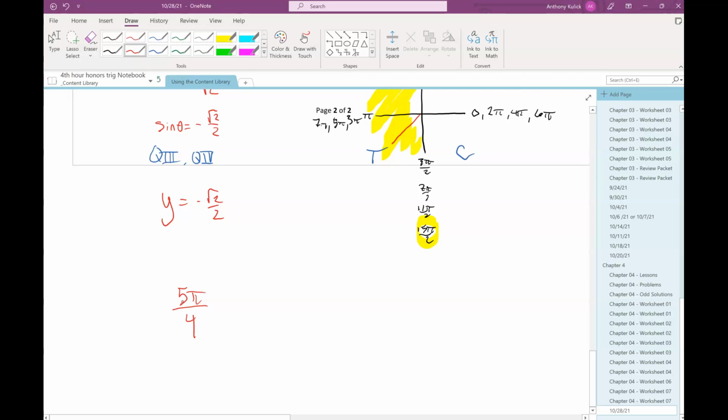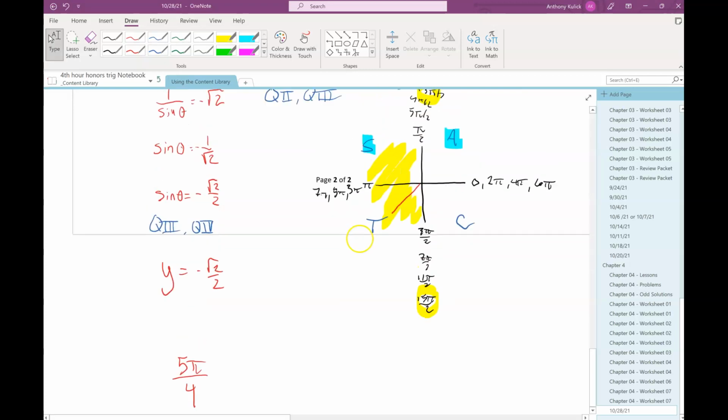Is that our answer, though? No, why not? It doesn't fall in the range. Is it too big or too small? Too small. So I'm going to be adding 2 pi. How many times am I going to have to add 2 pi? Well, let's think about it here. To get there, we go around once, that's at 2 pi, twice to 4 pi, 3 times to 6 pi, and then around to our answer. So I went around 3 times.